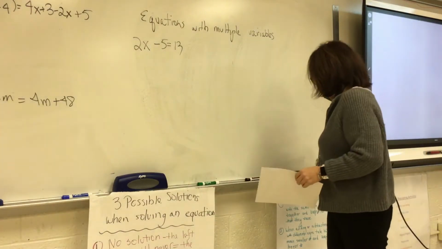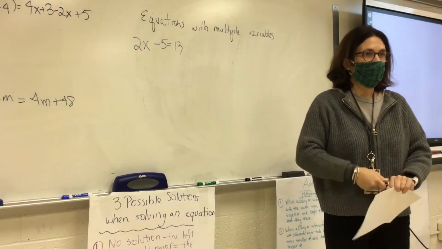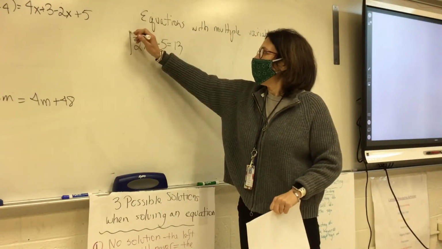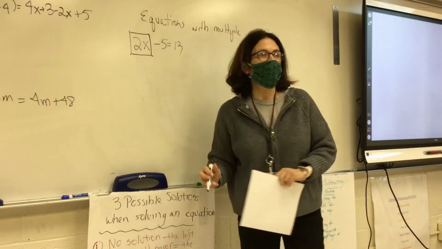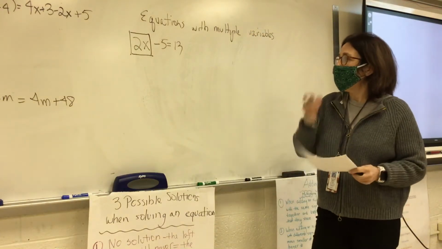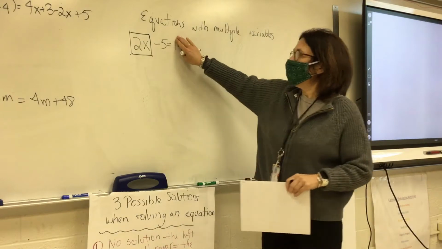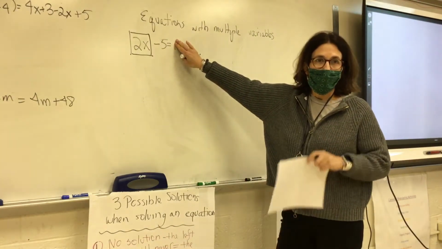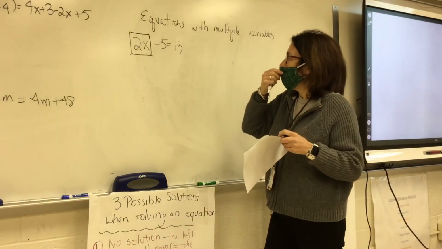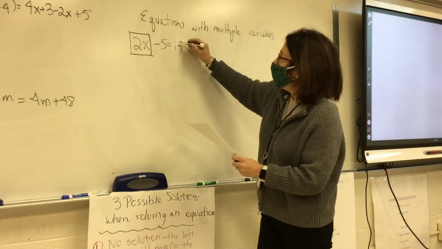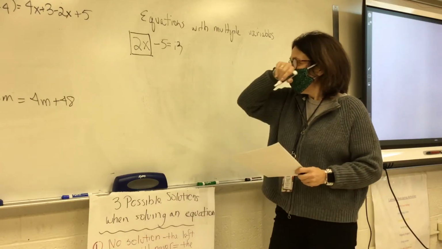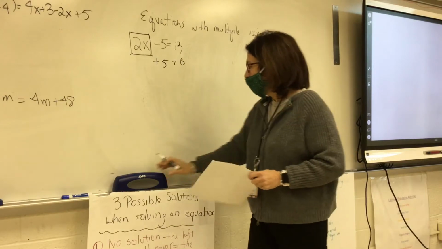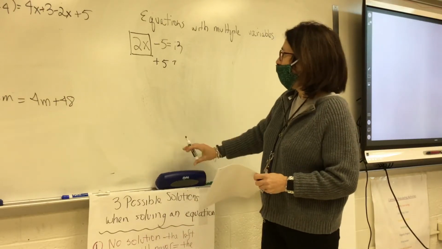What is the only variable I have in that problem? 2x. So I'm going to put my frame around 2x. I have nailed it to the wall. I cannot move it. What is on the same side of the equal sign, but not in the frame? Negative 5. What is the opposite of a negative 5? Positive 5. So I will add 5 to both sides.